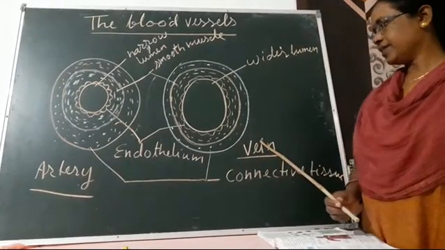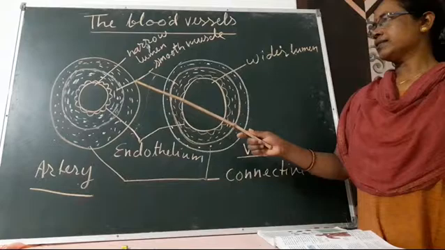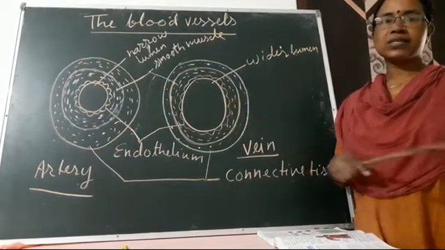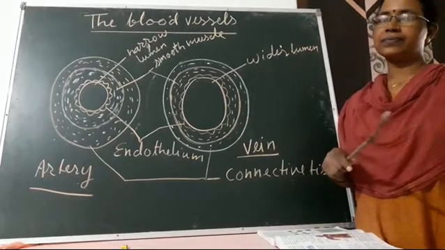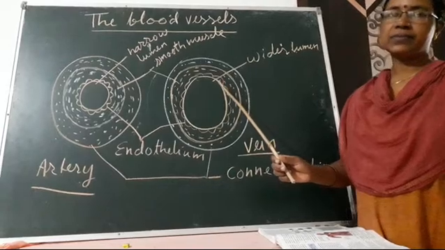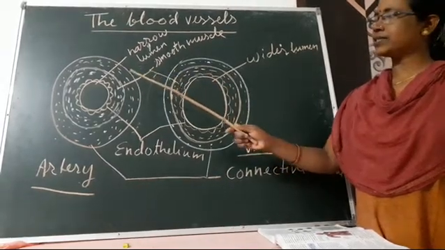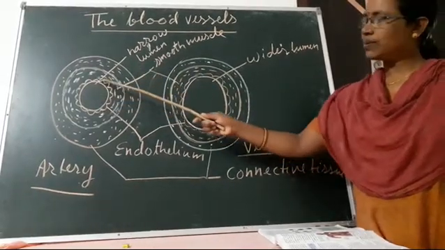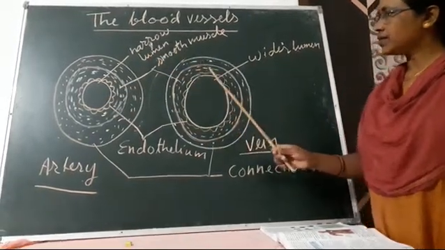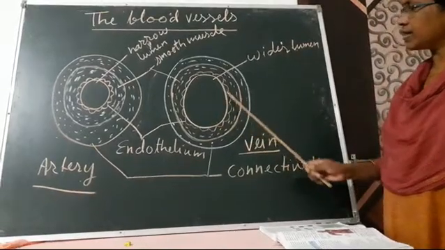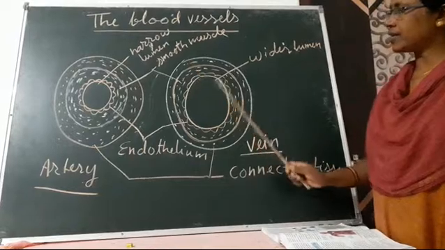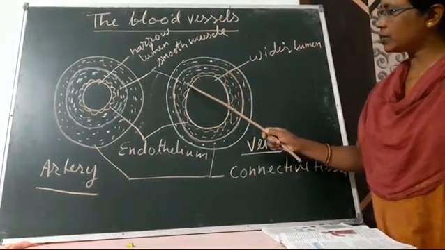Arteries and veins. You will be asked a question like this: write two structural differences between artery and vein. Sometimes you will be asked to draw this diagram. So how to draw this diagram? First, whenever you draw, you have to make a narrow lumen in the artery. Here in the vein you have to make a wider lumen. Narrow lumen, wider lumen. Here you can see the endothelium.